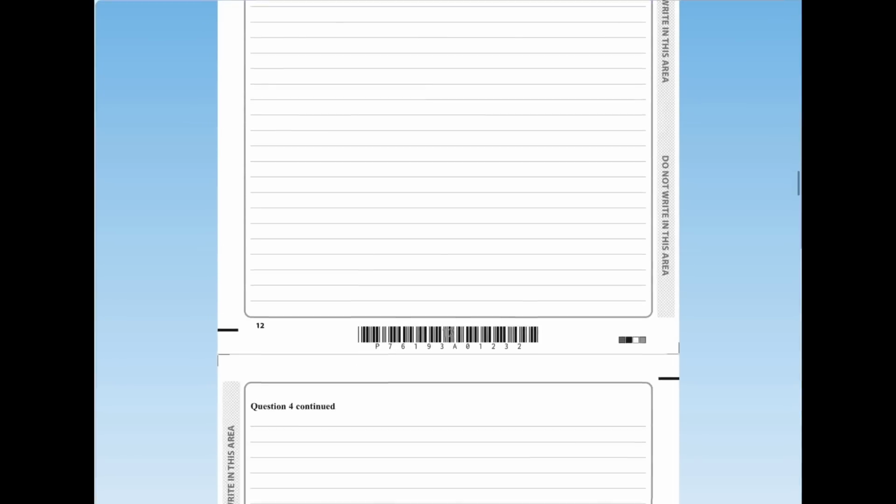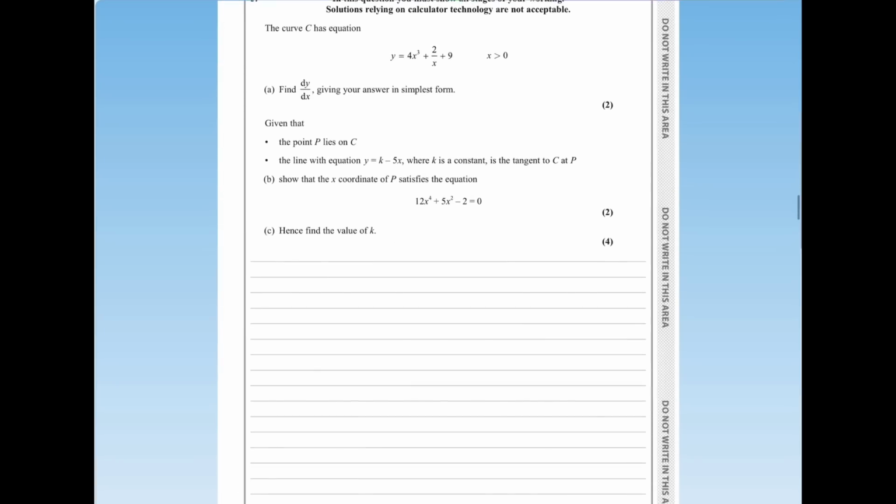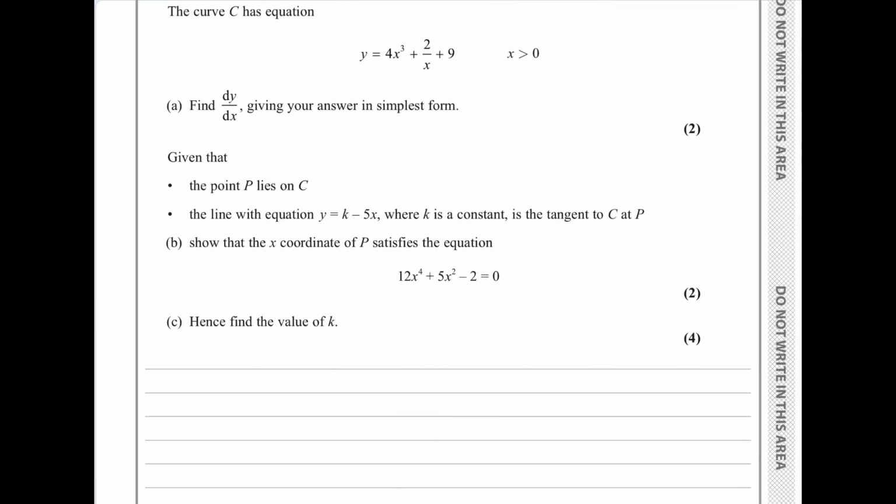All right, I guess now we move on to question number 5. Okay, here it says that the curve C has the equation this: find dy by dx, which is the derivative of this, in simplest form. Okay, that's not something hard.